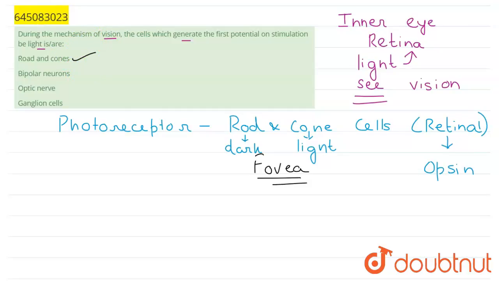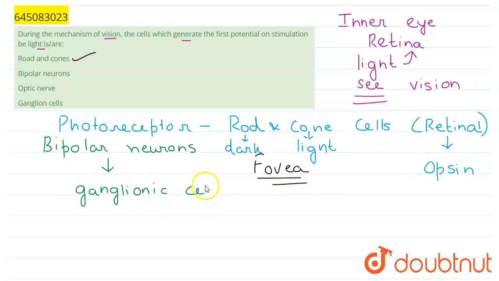The second part of the retina is the bipolar neurons, and the function of the bipolar neuron is to just act as a messenger. These bipolar neurons take the message of the first potential from the photoreceptor cells, the rod and cone cells, and transfer it to the ganglionic cells. The ganglionic cells make up the third part of the retina. They are another layer of cells, and they convert this light potential to the electrical potential.